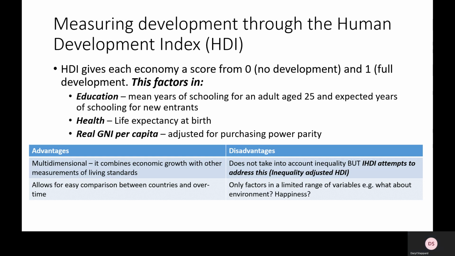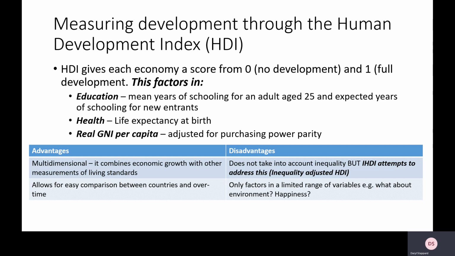Education, we look at the mean or the average number of years at school for an adult aged 25 or over. And we also look at the expected number of years at school that people new into the education system can expect. So these 2 measurements give us an idea of the quality of the skills of the human capital of the country. So that would mean that an economy with high mean years at school, high years of expected schooling, high life expectancy, and high real GNI per capita would have better living standards and therefore higher development than countries that don't have those different things.